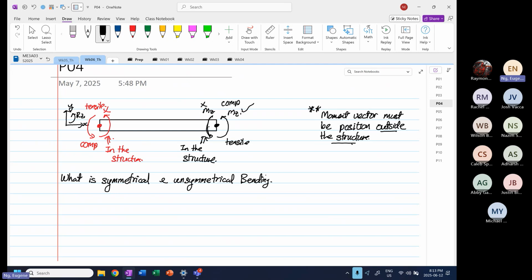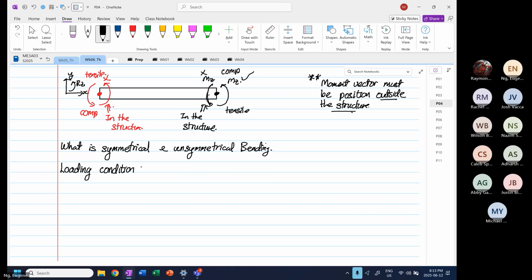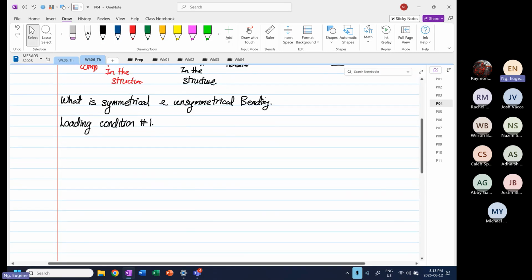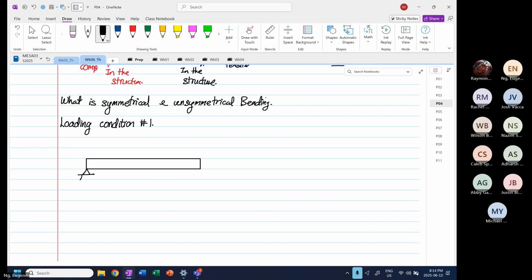I'm going to draw two different loading conditions. Loading condition number one, where you have a simply supported beam. So one end and the other end, and you have a load.